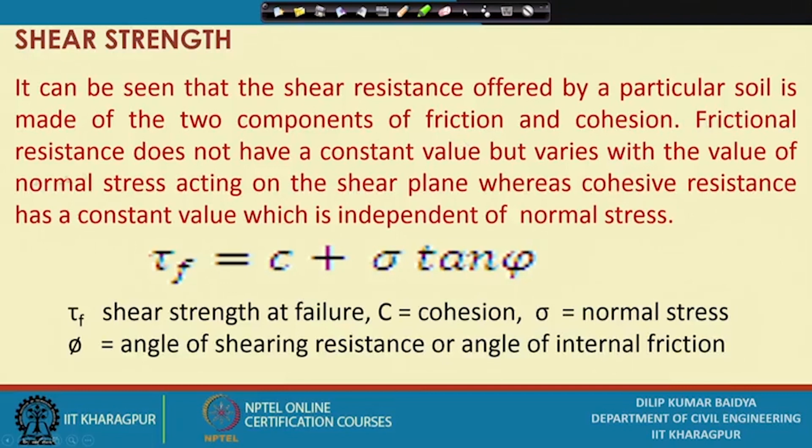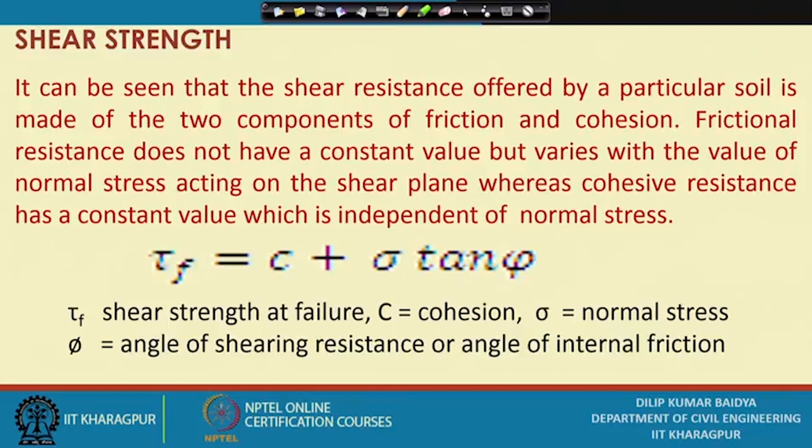Friction resistance does not have a constant value, but varies with the value of normal stress acting on the shear plane, whereas cohesive resistance has a constant value which is independent of normal stress. That means the shearing resistance from friction depends on the normal stress. If the normal stress is more, the shearing resistance will be more; if the normal stress is less, the shearing resistance is less. The contribution from cohesion is constant, independent of any normal stress.